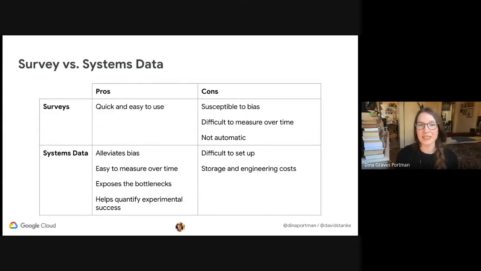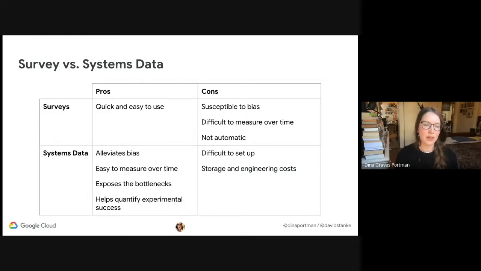Thirdly, systems data exposes the bottlenecks, which is something that it's really hard to get to from survey data. Because if you have all of the data, when, for instance, the first commit happened, and then it goes into code review, and then it's merged or submitted, and then it enters into your deployment pipeline. Well, you can see for the entirety of your pipeline where this code is sitting for the longest point of time, so you can understand where your bottlenecks are.